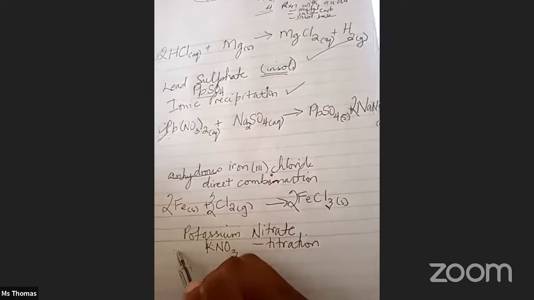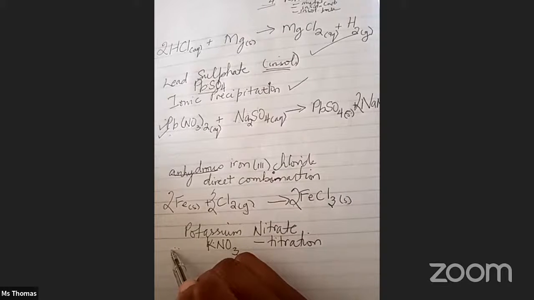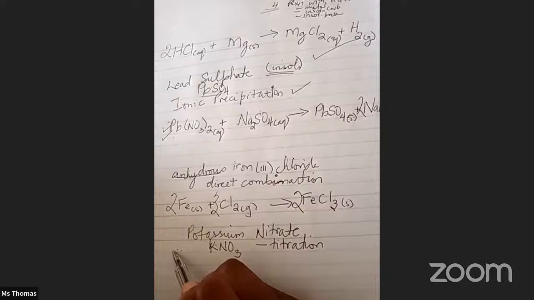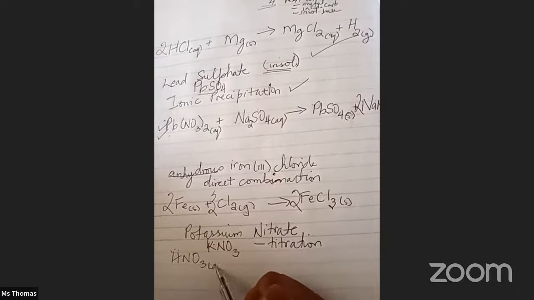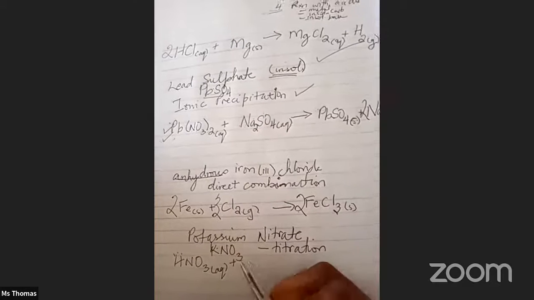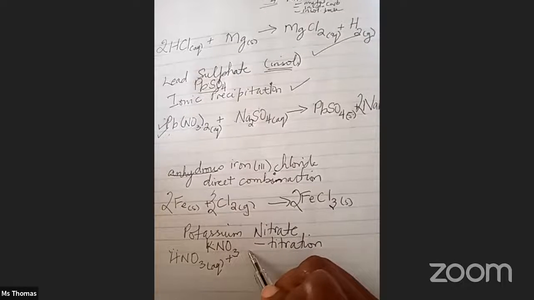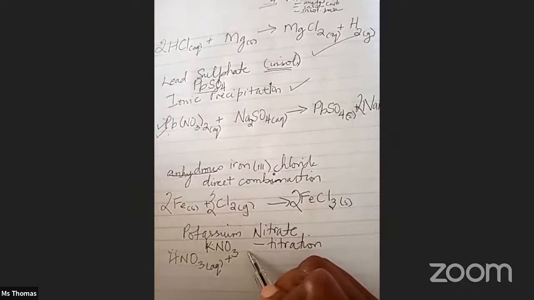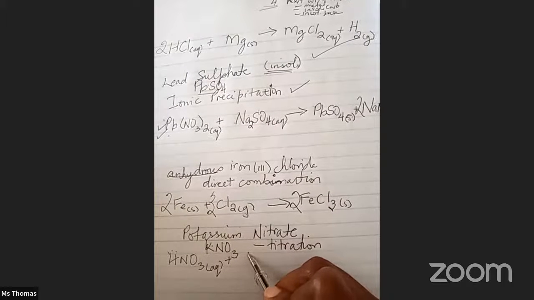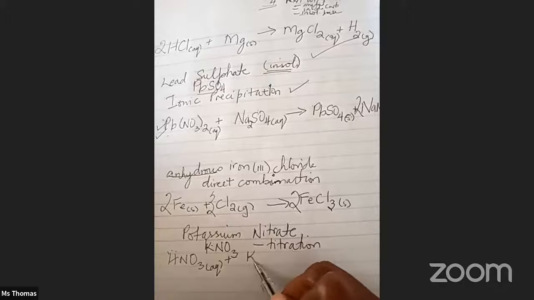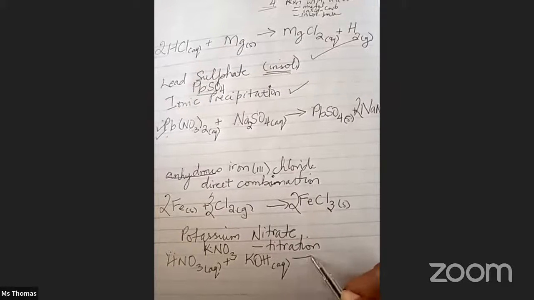So which acid must you use? Nitric acid. And which hydroxide, which alkali, must you use? Potassium hydroxide, right? You can use potassium oxide too, no problem.